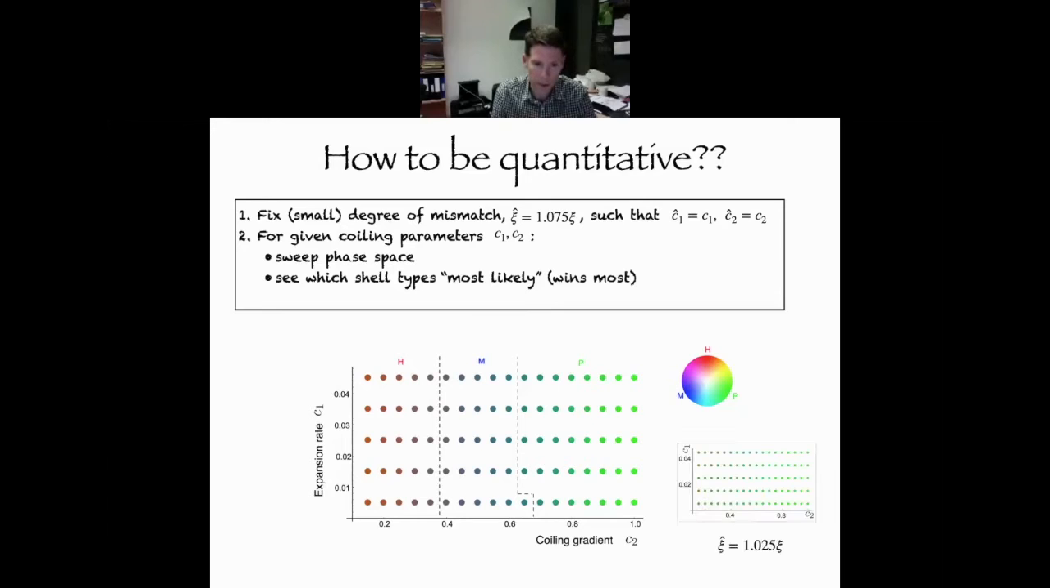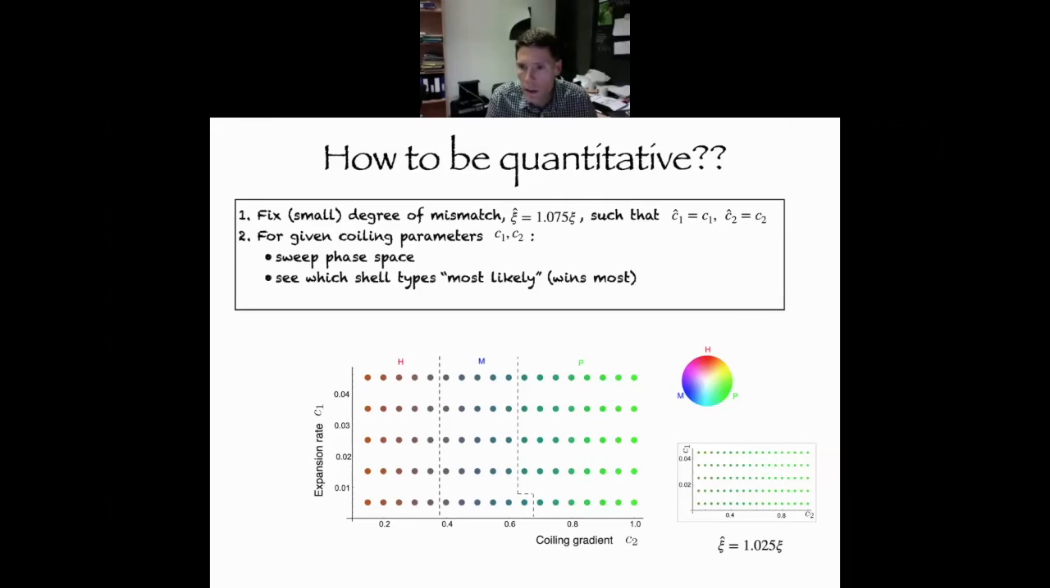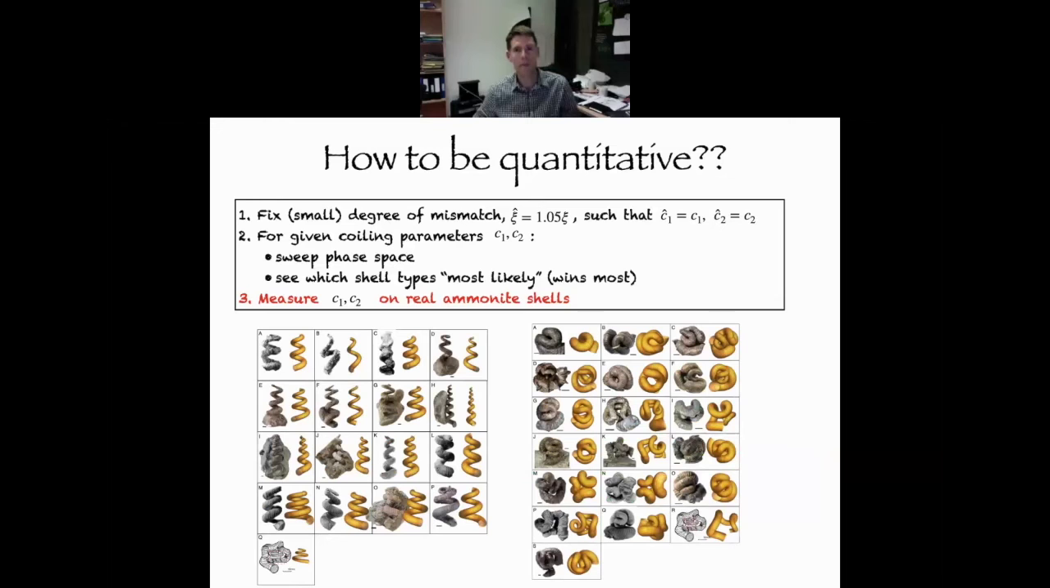And just to show you, if I decrease the amount of mismatch, so this is like a 2.5% compression or extension versus 7.5%, you see that this feature goes away. So in this case, the green wins everything, and it wants to stay planar.